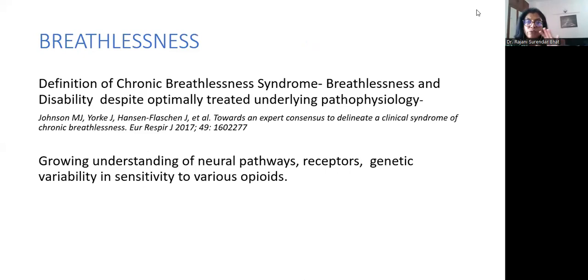So now, after a long time, there is a consensus towards recognizing chronic breathlessness syndrome. It is where we understand that there is a distress and disability which persists despite optimal medical treatment of the underlying pathophysiology. So say I have COPD and I'm on the right inhalers. If I need BiPAP at night, I am on BiPAP. If I'm supposed to be on rehab, I have got my rehab. I'm doing everything I can and I'm still breathless. This is chronic breathlessness syndrome. This is refractory breathlessness. And this needs a breathlessness intervention, which is what we will address.